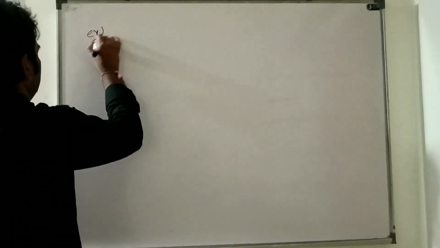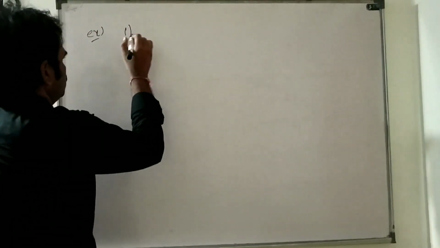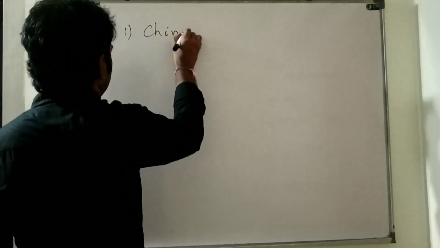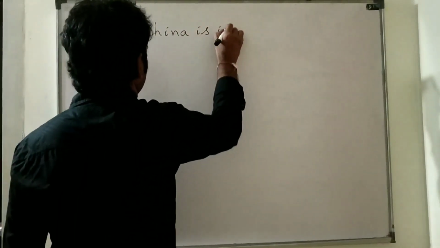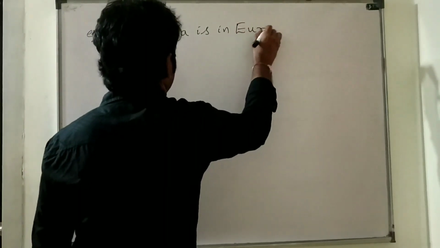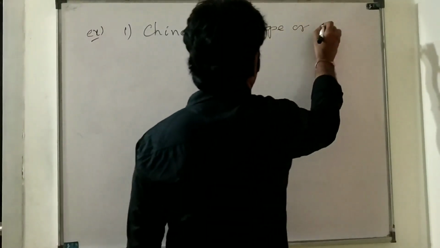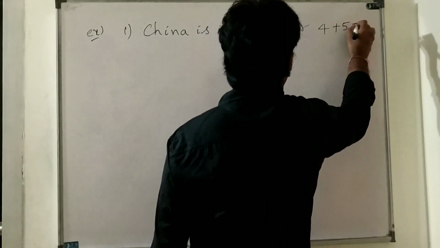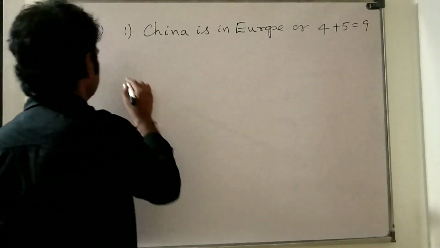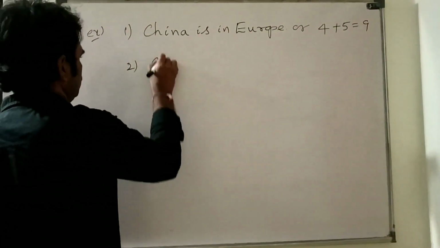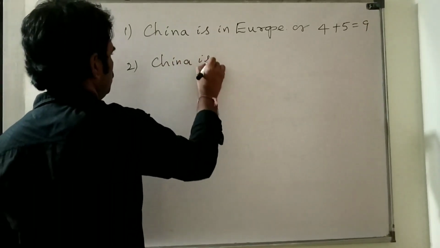See an example. China is in Europe, or 4 plus 5 equals 9. Second, China is in Europe.